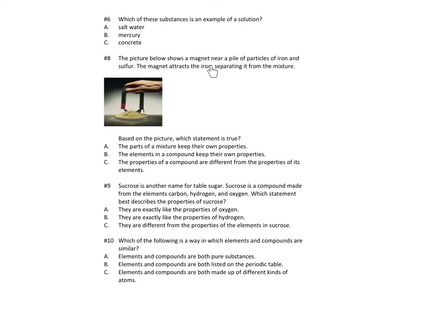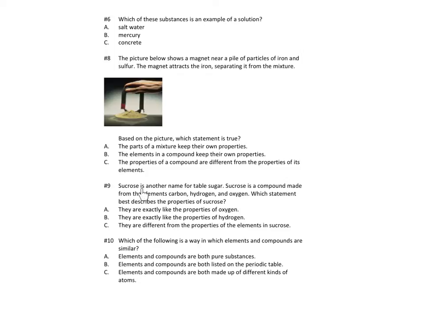Number 8. The picture below shows a magnet near a pile of particles of iron and sulfur. The magnet attracts the iron, separating it from the mixture. Based on the picture, which statement is true? A. The parts of a mixture keep their own properties. B. The elements in a compound keep their own properties. C. The properties of a compound are different from the properties of its elements.